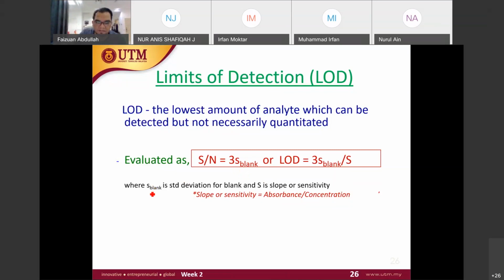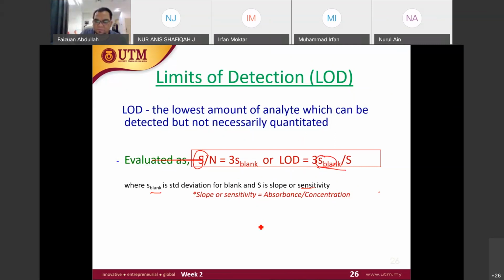S blank is the standard deviation for the blank, and S is the slope, or the sensitivity, right? LOD can also be calculated with this calculation: 3 times the standard deviation of the blank.